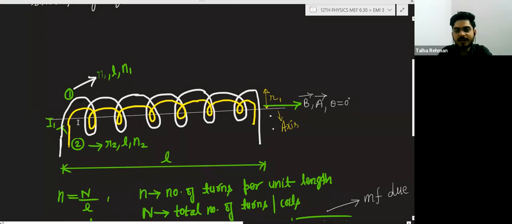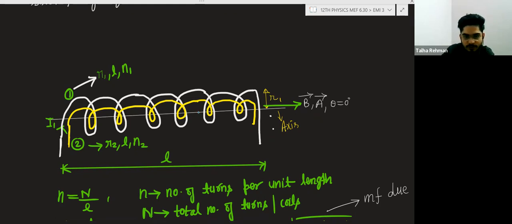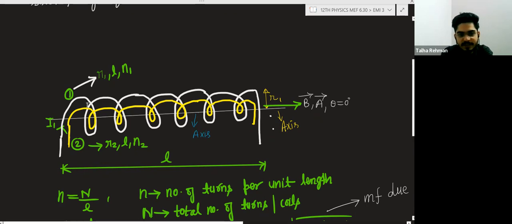Basically these are two solenoids, and these are two coaxial solenoids, meaning the axis of both the solenoids is the same. So for this white color solenoid, small r1 is the radius, L is the length, and n1 is the number of turns per unit length.